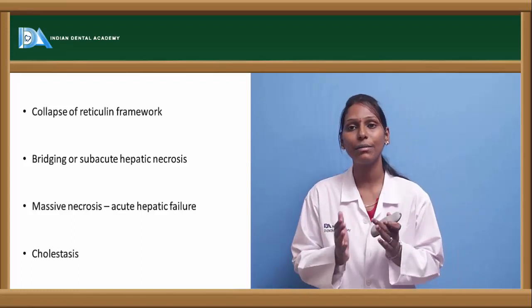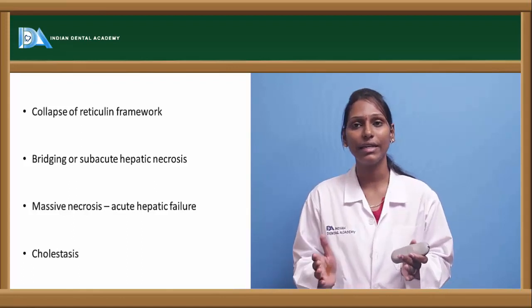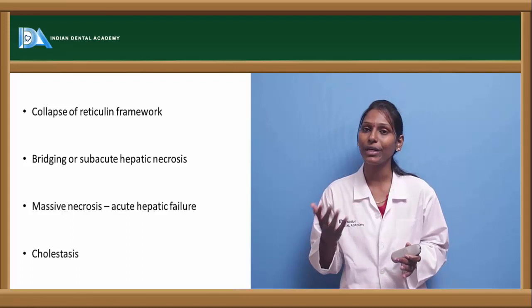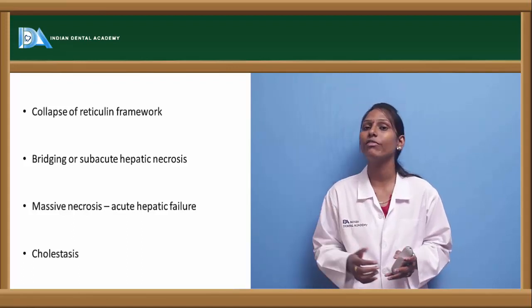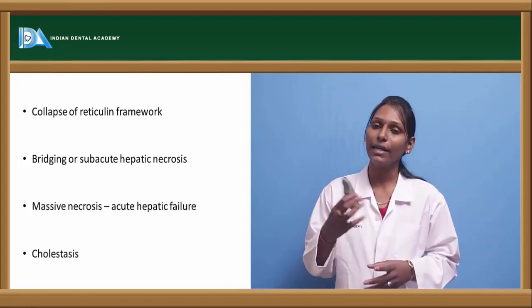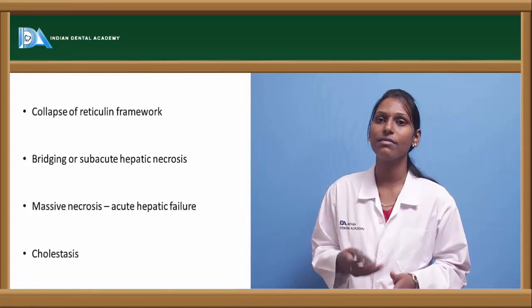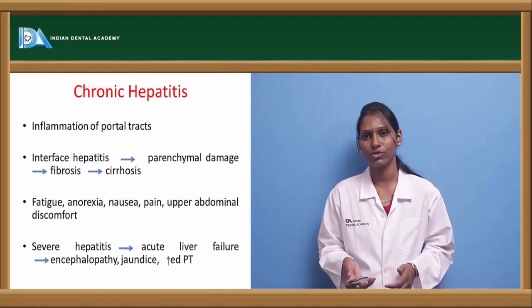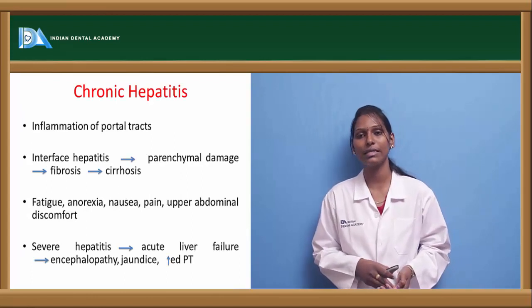Whenever there is this massive necrosis, it can lead to acute hepatic failure. This is one of the fatal or potentially fatal conditions in case of acute hepatitis. It can also result in cholestasis, where there will be obstruction of the bile. There will be gallstones also seen in these cases.